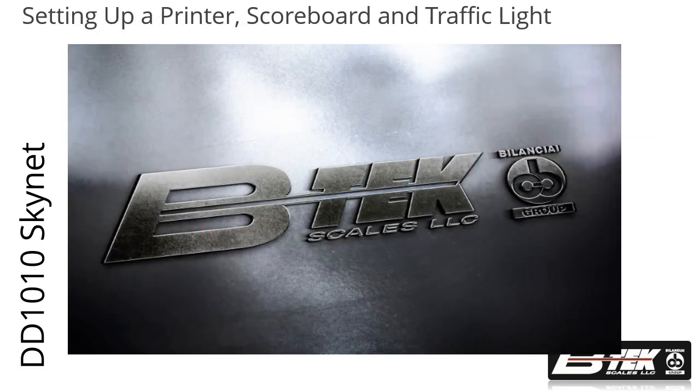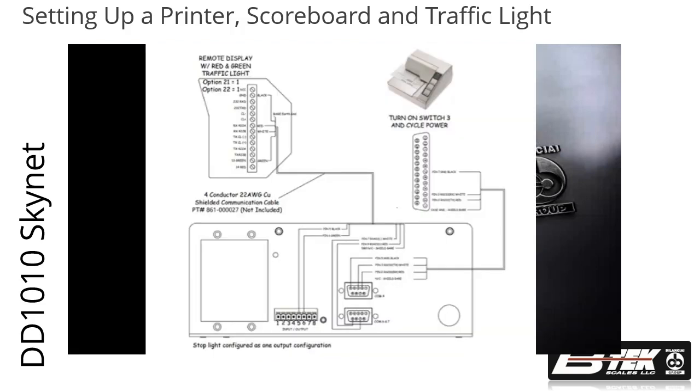Welcome to B-TEK Scales. In this video, I will demonstrate connecting a printer and scoreboard to a DD series indicator. Some things to note: connections to the printer will require at least a 3-wire configuration with a transmit and receive. Switch 3 will be turned on to perform X-on X-off handshaking.